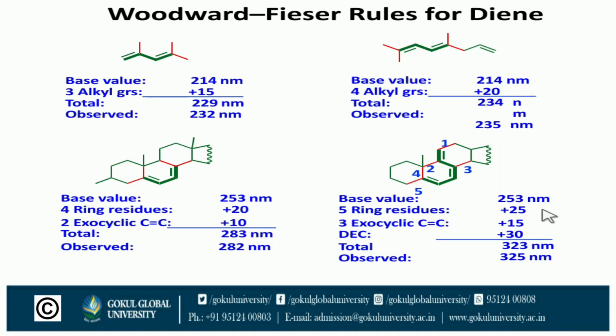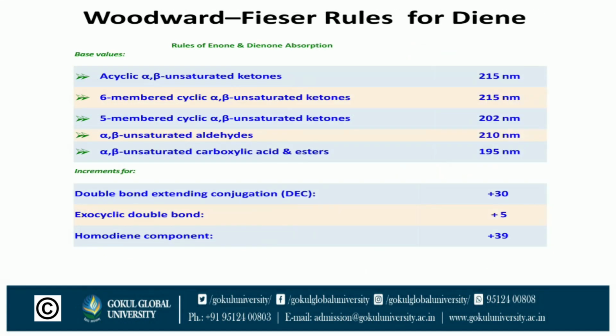Now here also base value is 253 nanometer, 5 ring residues present here, 1, 2, 3, 4 and 5, then 5 into 5 equal to 25, there are 3 exocyclic double bonds present, 1, 2 and 3, so 3 into 5 equal to 15, DEC also present here, then plus 30, then the total value is 323 nanometer, observed is 325 nanometer.